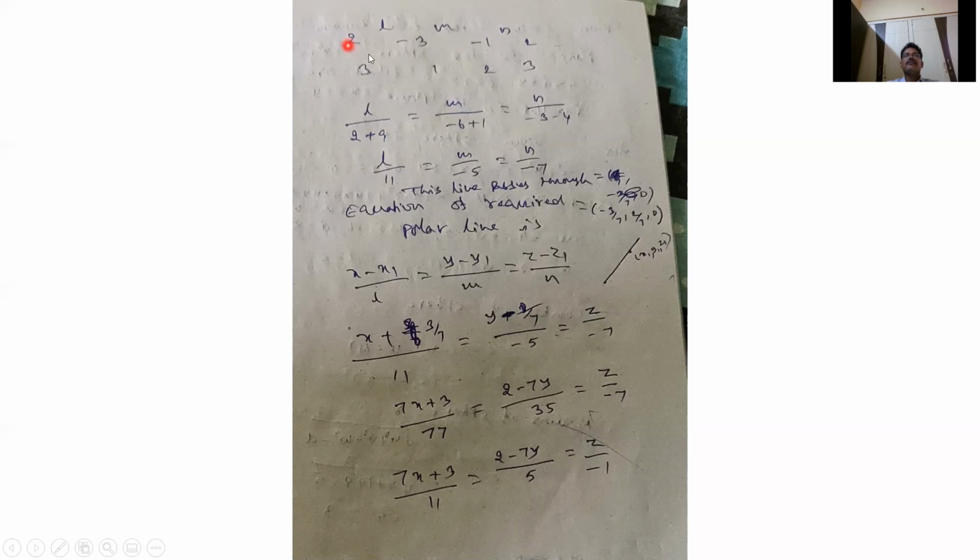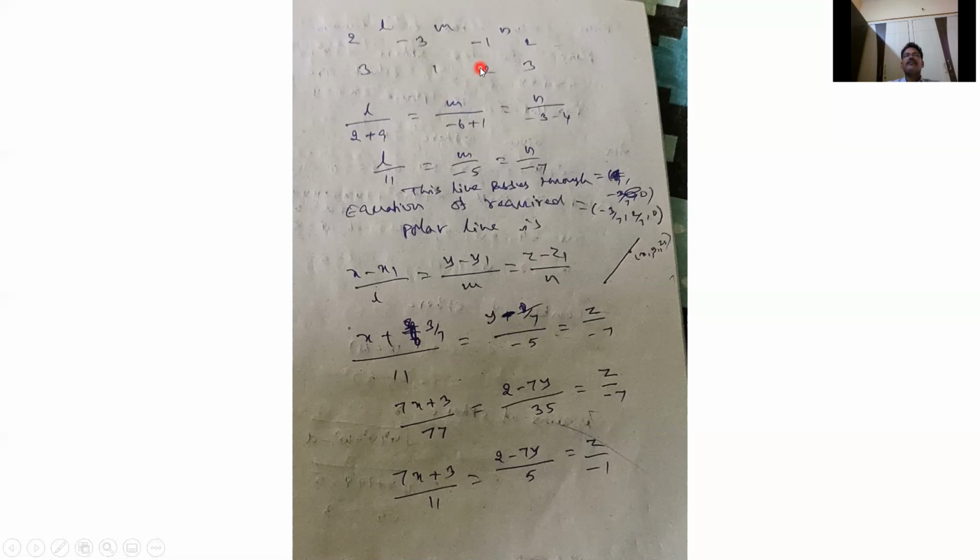So l by 2 into 1, 2 minus minus 3 into 3, like ad − bc. So minus of minus 9 is plus 9, that is 2 plus 9. m by minus 3 into 2, minus 6, minus of minus 1 into 1, plus 1. Minus 1, minus of minus 1 is plus 1. Here minus 1 into 3 is minus 3, minus 2 into 2 is minus 4. Here we are getting plus because minus of minus 1.